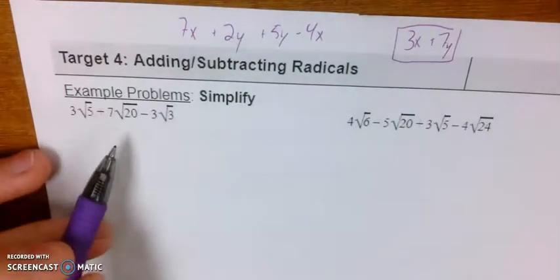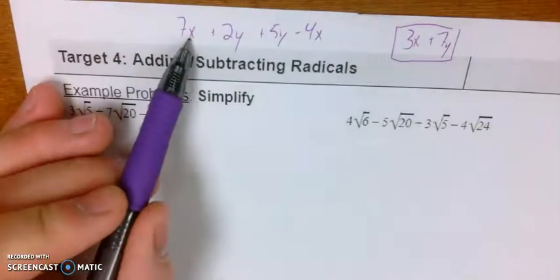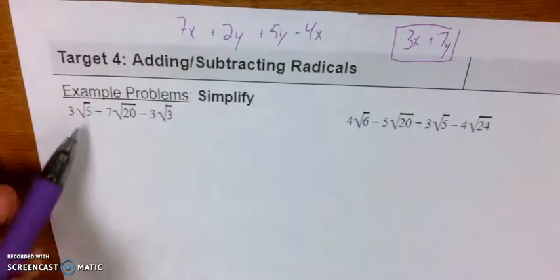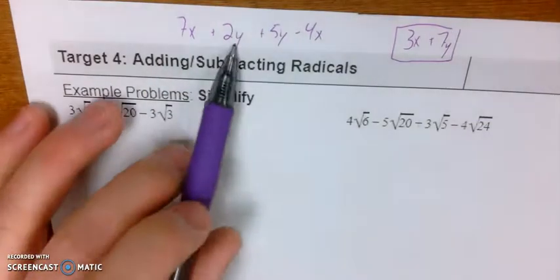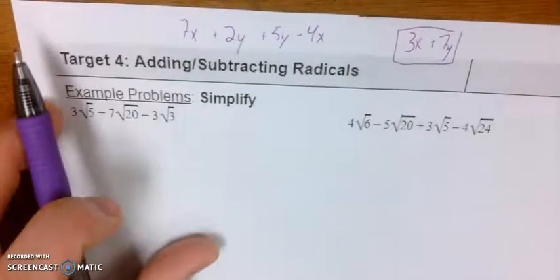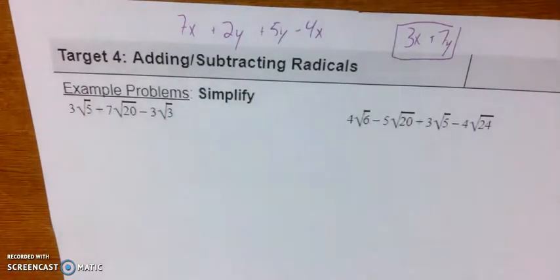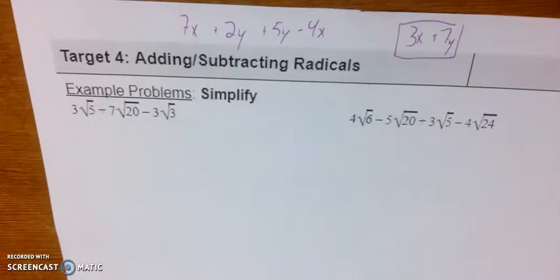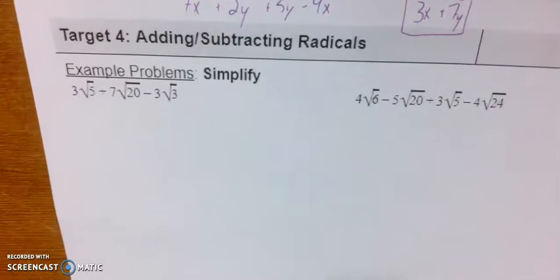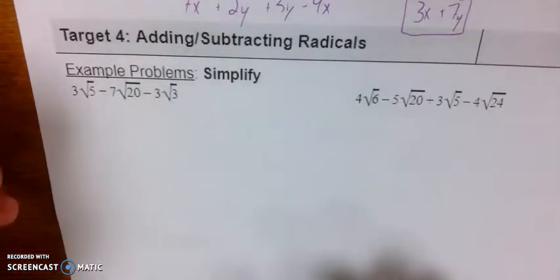That's going to be the same thing here, but instead of an x attached to a coefficient, you might have a rad 5. And instead of a y, you might have a rad 3. So what we need to do is look for radicals that match, and then those can combine. Unfortunately, none of these radicals match right now, but they might be able to simplify down. So this kind of goes back to our reducing radicals conversation.